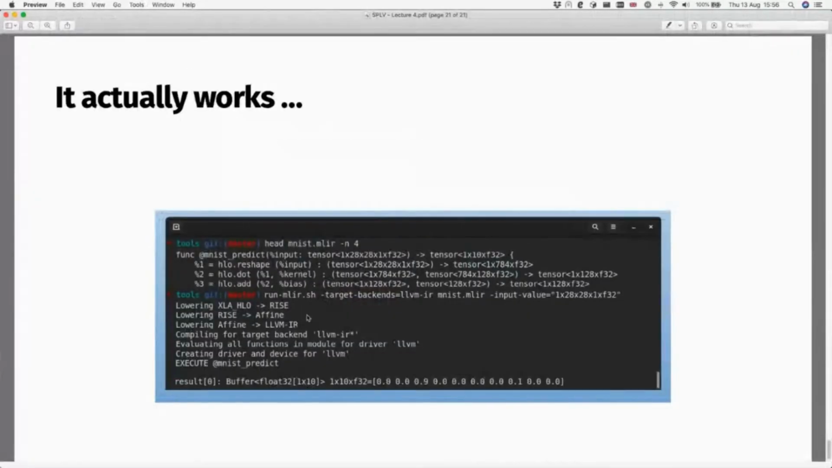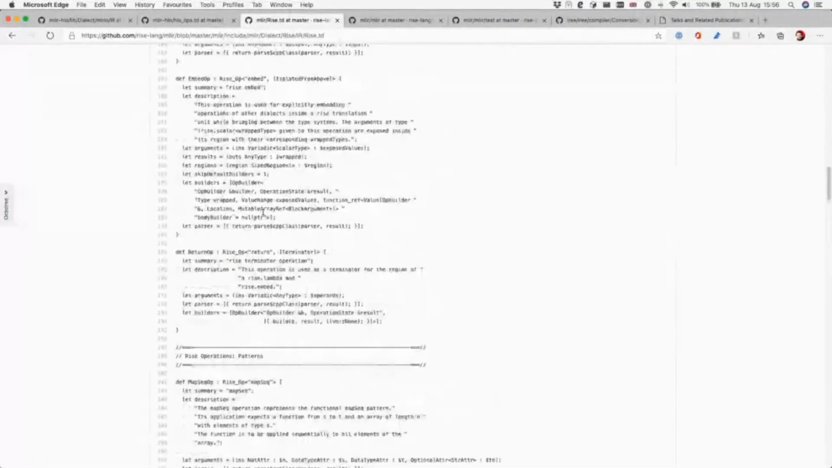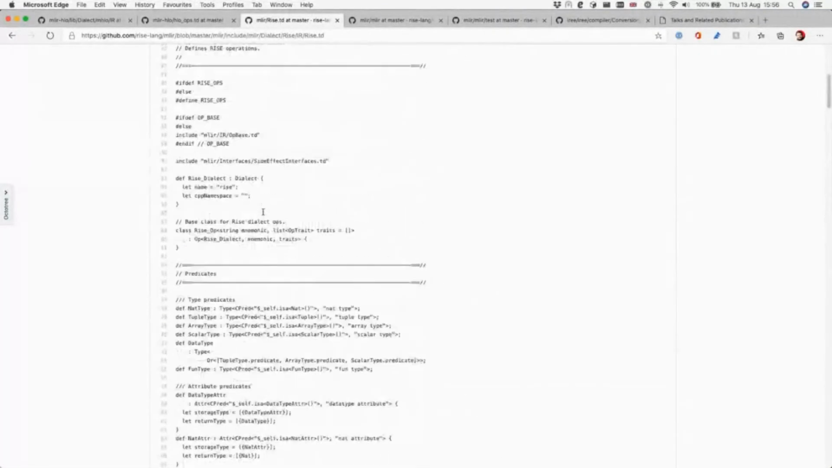And that means if you, on Martin's machine, check out everything at the right version, compile MLIR, LLVM, TensorFlow, the runtime system, and so on and so forth, then you can actually take this MNIST example that we have seen before and compile it via the path that I've shown, and it actually executes it and does the right thing. Okay, one more question: what is this weird language I'm showing here actually?